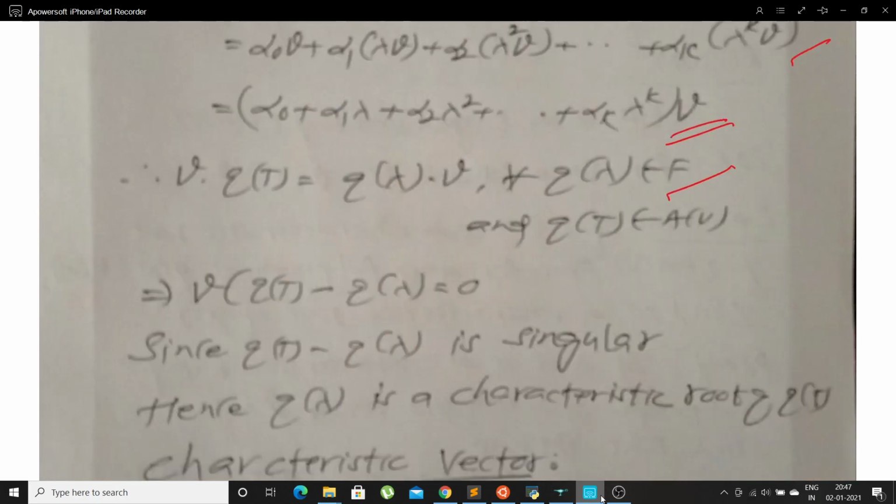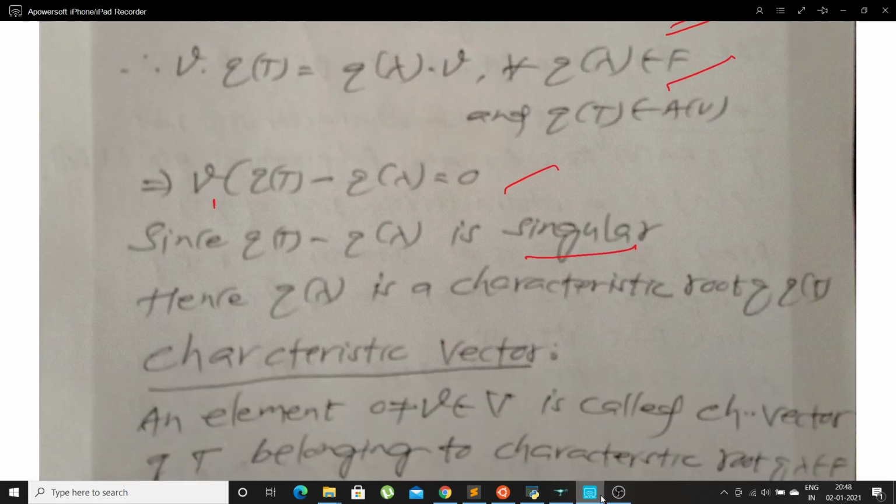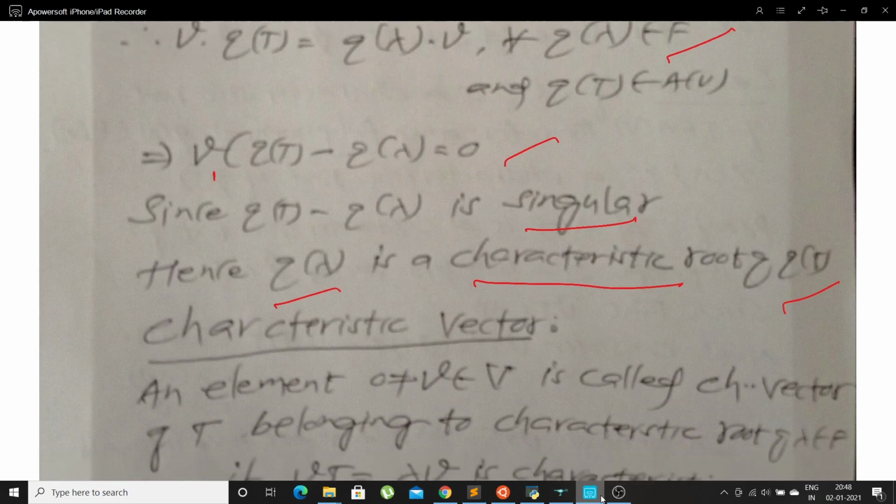Now, taking all the terms to one side, we write v times q of T minus q of lambda equals 0. By the statement, it should be singular. If it is singular, it is not regular. Therefore, q of lambda is a characteristic root of q of T. This completes the proof of the lemma. Very simple. Let me continue.